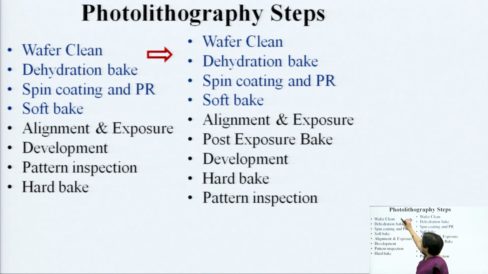First, we clean the wafer so that there are no impurities on the wafer, then we carry out the dehydration bake to remove the moisture content, then we spin coat it with the photoresist, then we carry out the soft baking.